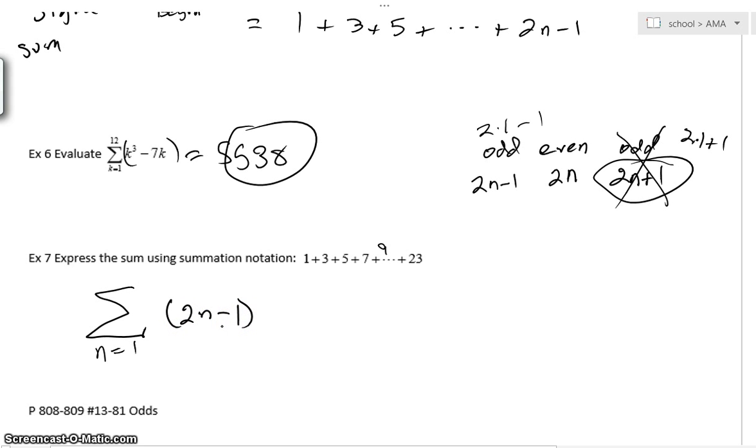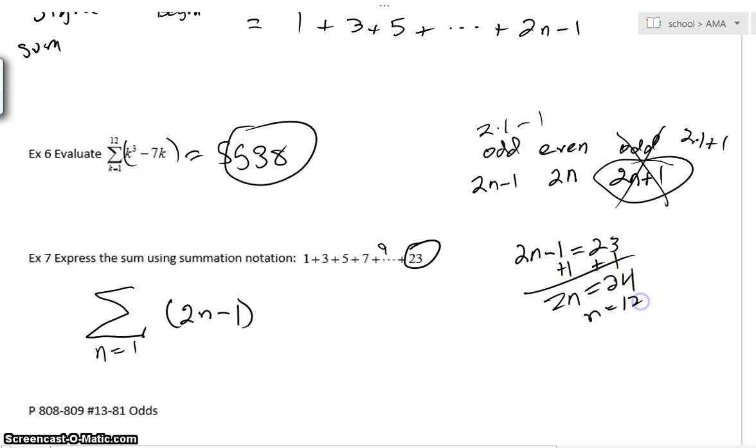Where's our stopping point? Well, you know that for some n value, you will arrive at 23. So you could do a little side work and say, well, if 2n minus 1 is an odd number, and if it's equal to 23, how about we quickly add a 1, divide by 2, and quickly we see n is 12. Guys, that's your upper bound, and that's the end of the problem.